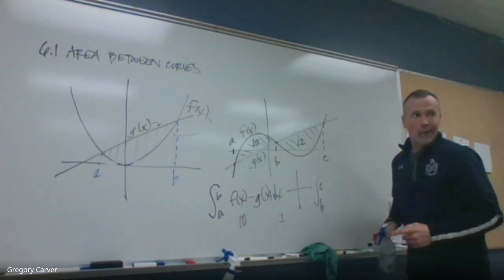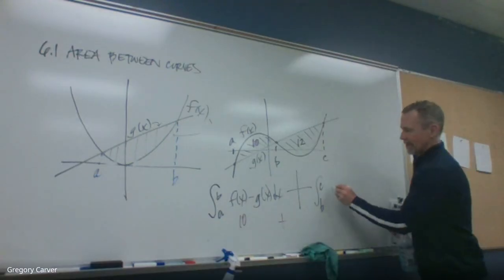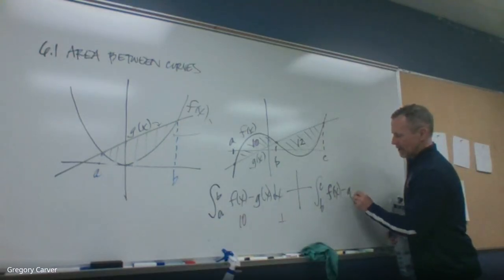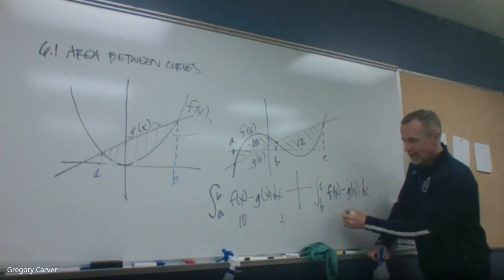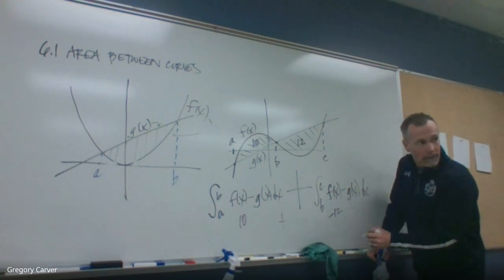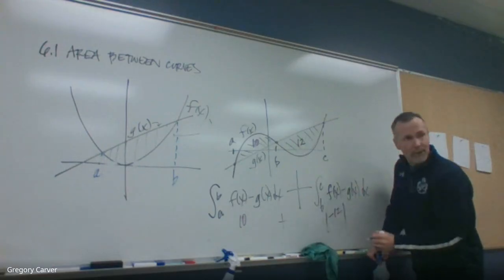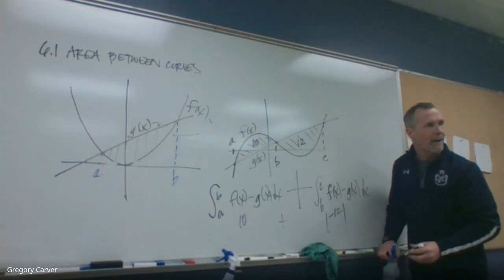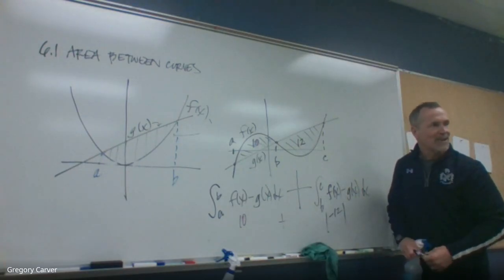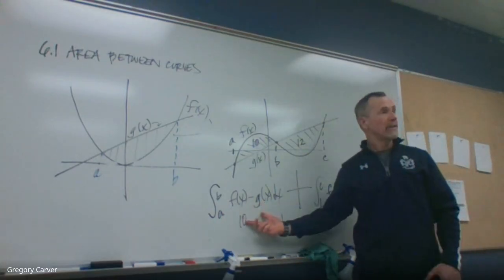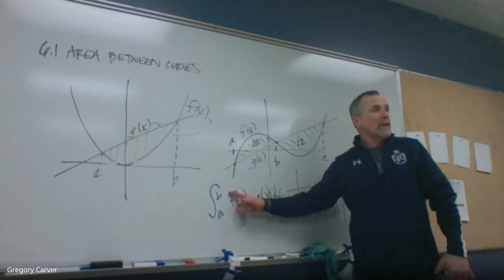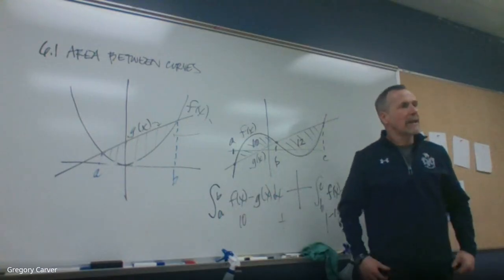Let's keep the order the same. And I'm just going to do f of x minus g of x. When I do that, I'm going to get an answer of negative 12. So all I do is absolute value it, and I'm good to go. I get 22. The reason that's nice is because then you can use the same antiderivative. You just plug different numbers into it. So it saves you a little bit of time.